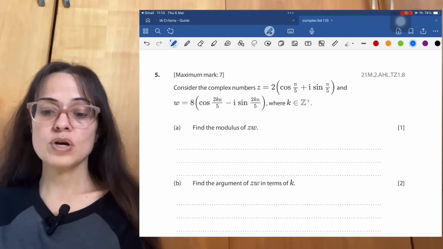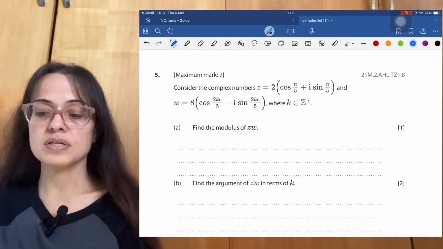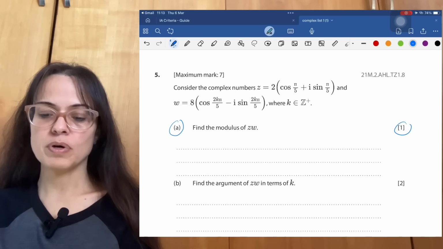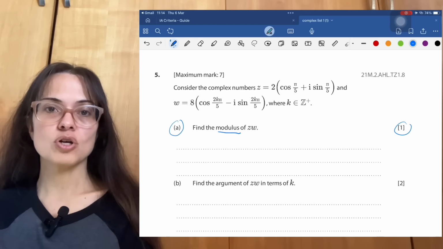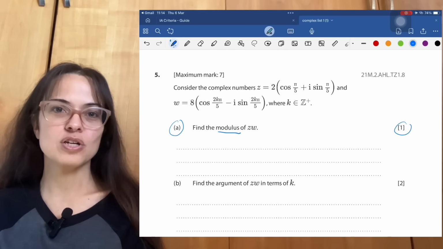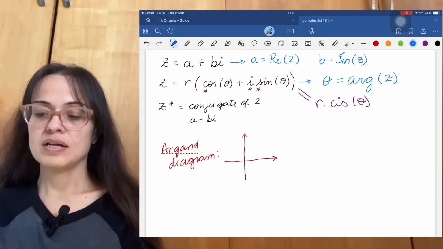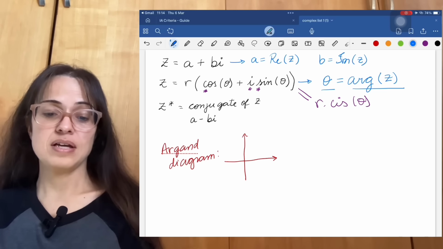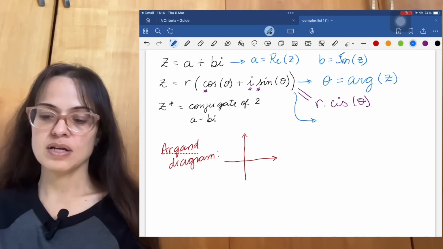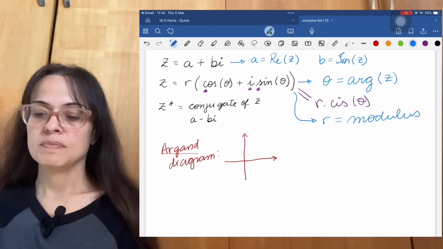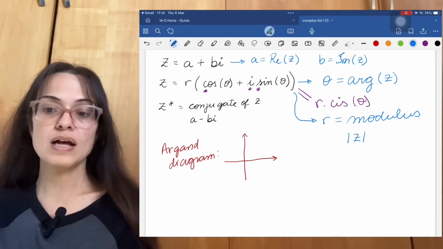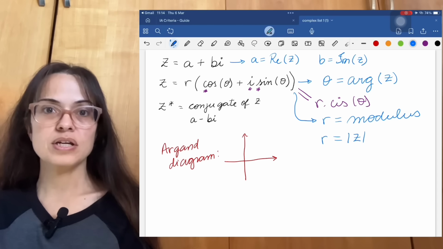Okay, so this next question is giving us the numbers in polar form this time. It starts with item A that is just 1 mark. Find the modulus of zw, and this is another word that I have to put in my notation list. Remember that the argument of z was the angle, so the modulus is the other part of this thing. It's the modulus of z. Sometimes they will say it like this, as if it was an absolute value, also meaning the radius.